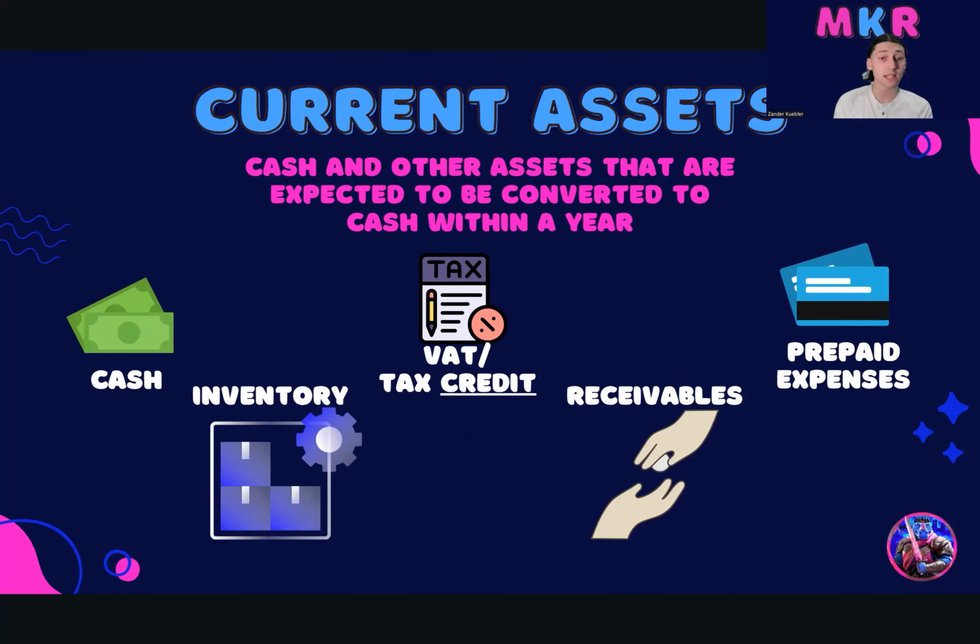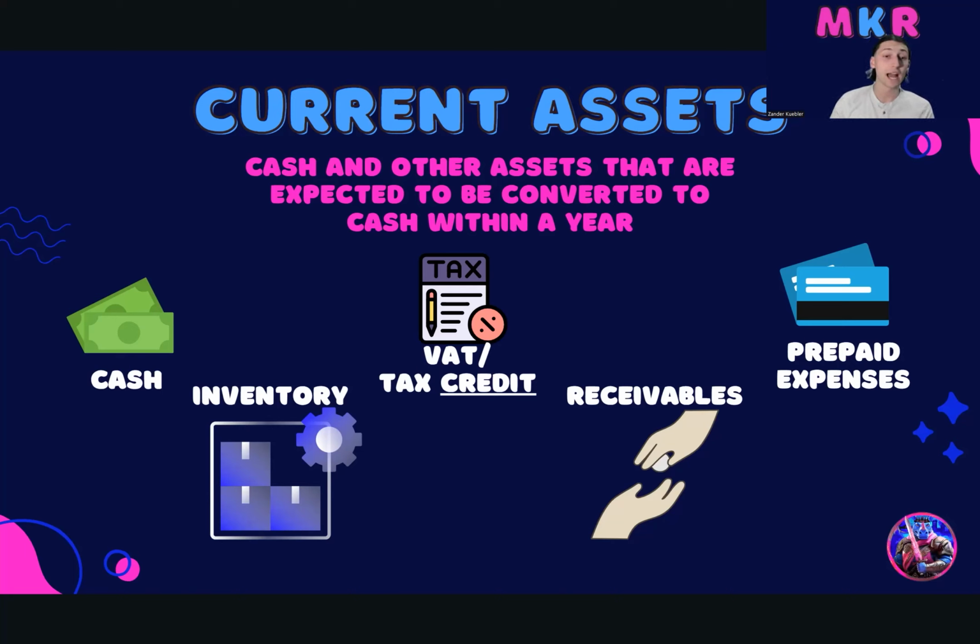Another example is a tax credit from VAT, which if you're confused about that, there's a whole other video on it linked below. But if a company has paid VAT tax and then they get a tax credit from the government within the year, that's a current asset.